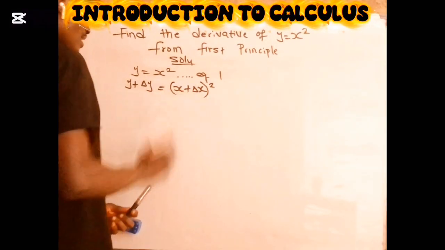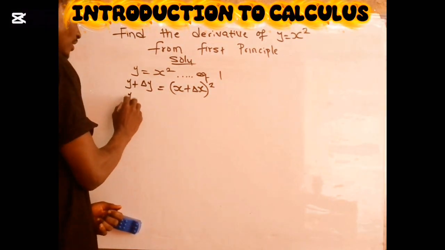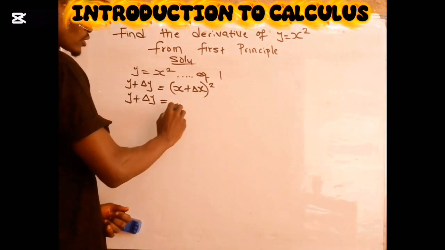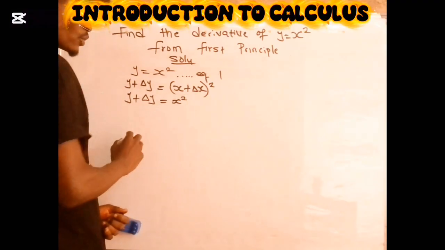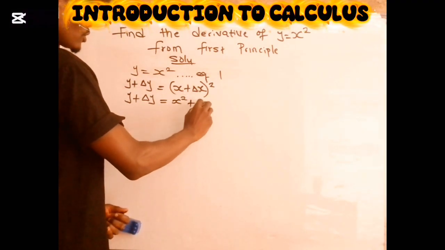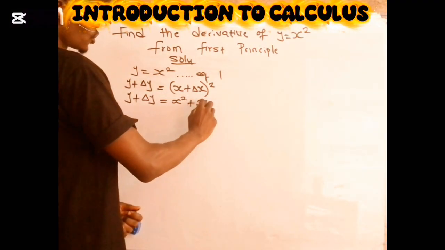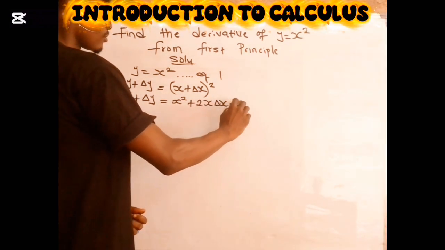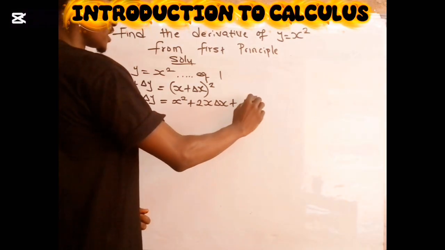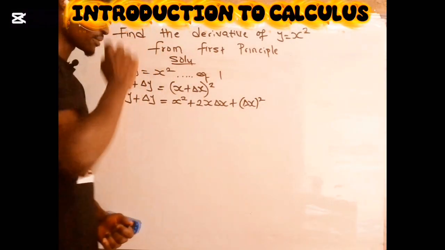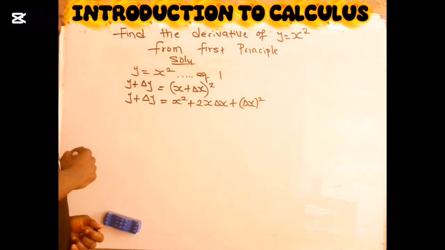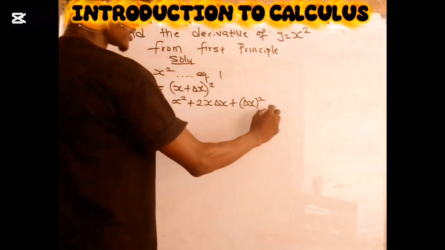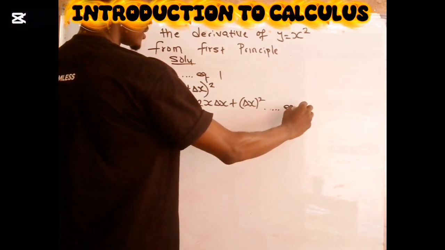So, simplifying the right-hand side, leaving the left-hand side, we have y plus change in y equals x squared plus 2x change in x plus (change in x) squared. Now, let's call this equation 2.